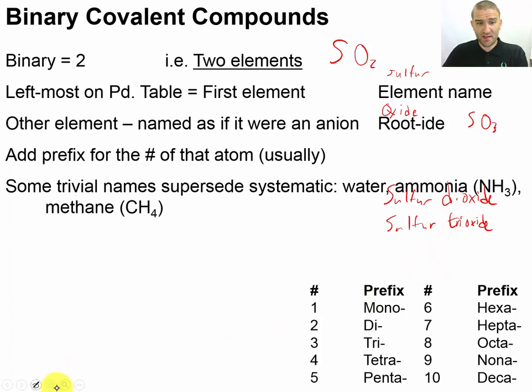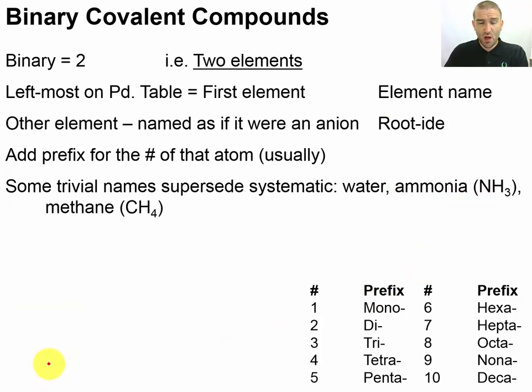Now, let me go ahead and erase things. Some of our trivial names are so common that they supersede our systematic names. You don't need to use systematic nomenclature for the binary covalent compound H2O. However, you see a lot of people online who do that to make sure that you understand how there's a lot of chemistry scare things out there that are not necessarily based in truth, or if they are based in truth, they're explained in such a way that it becomes very scary.